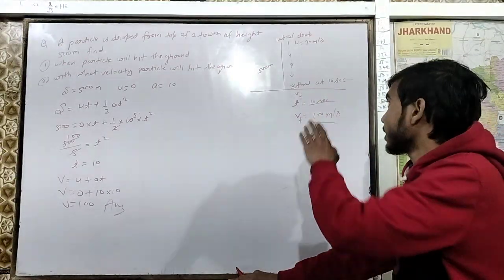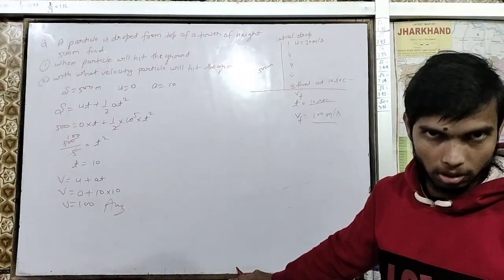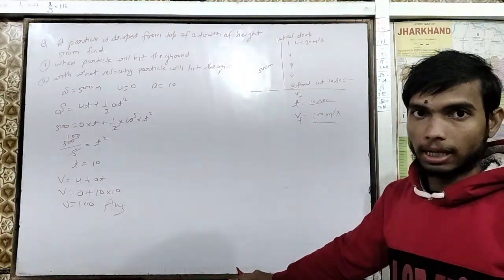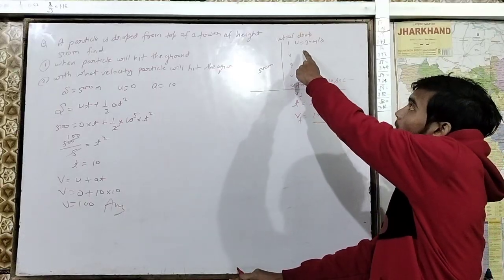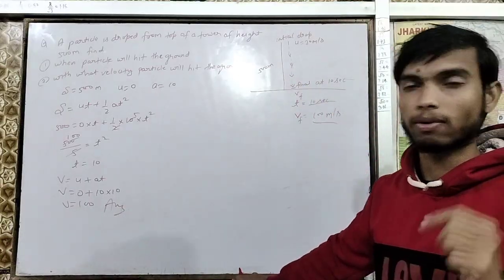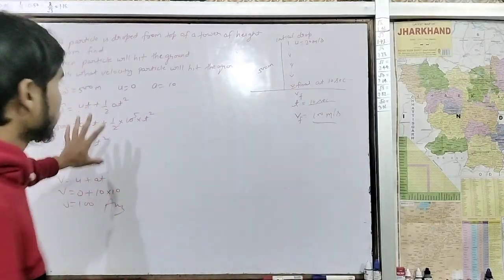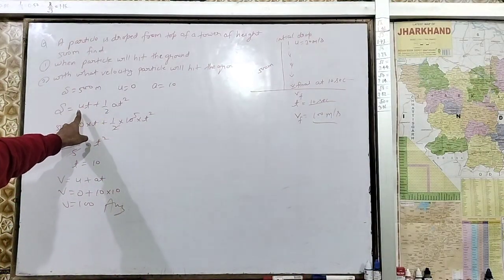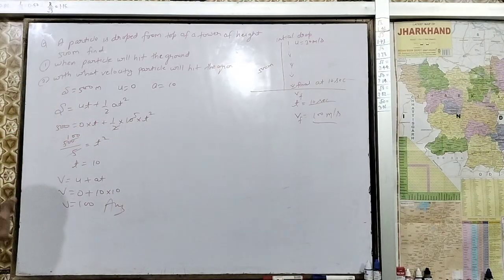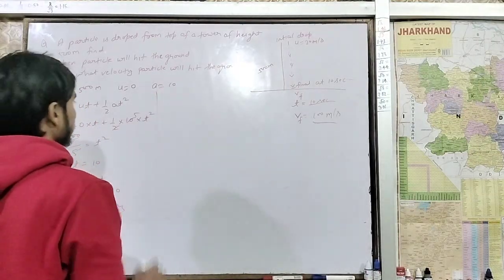We can't say that at 10 seconds this particle will come. No, with this much velocity, no. Why? Because we have provided an initial velocity. That's all. Everything will be the same, except this u.